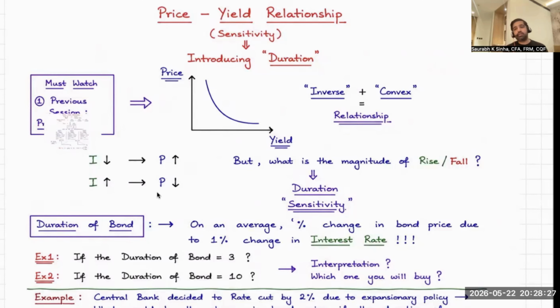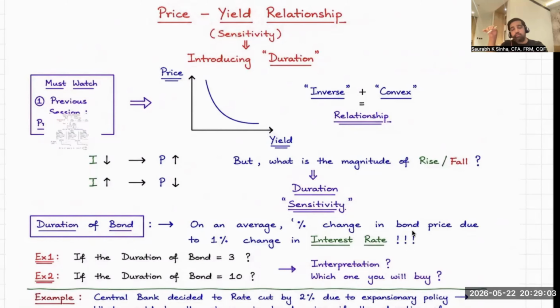In this series of lectures on fixed income, today we are going to be discussing the price yield relationship again. This is the second session on the price yield relationship, or price and market interest rate relationship. The focus of today's session is sensitivity. From the last session, we started the discussion of the relationship between bond prices and market interest rate.